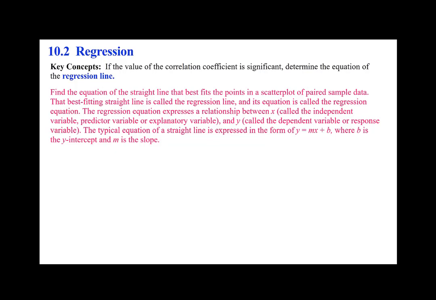The regression equation expresses a relationship between x, called the independent variable, predictor variable, or explanatory variable, and y, called the dependent variable or response variable. The typical equation of a straight line is expressed in the form y equals mx plus b, where b is the y-intercept and m is the slope. For the equation of a line, there were three different ways, and one way is slope-intercept form: y equals mx plus b, m was the slope, and b was the y-intercept. And more importantly, if you remember the definition of a slope, m was the average rate of change of y with respect to x.